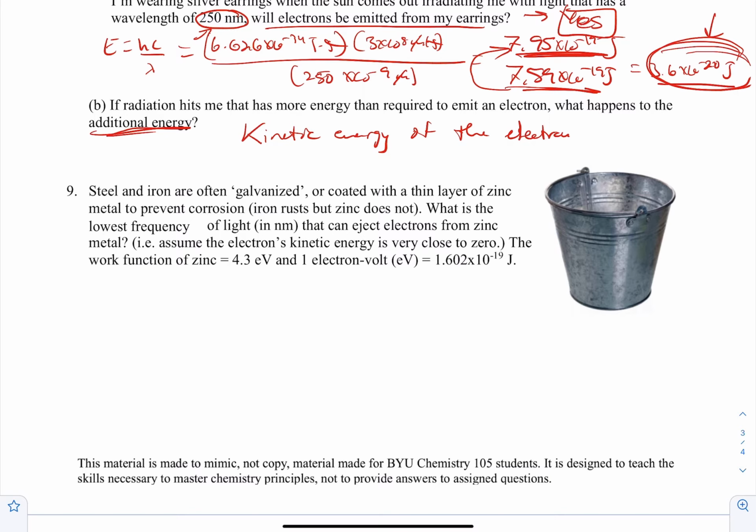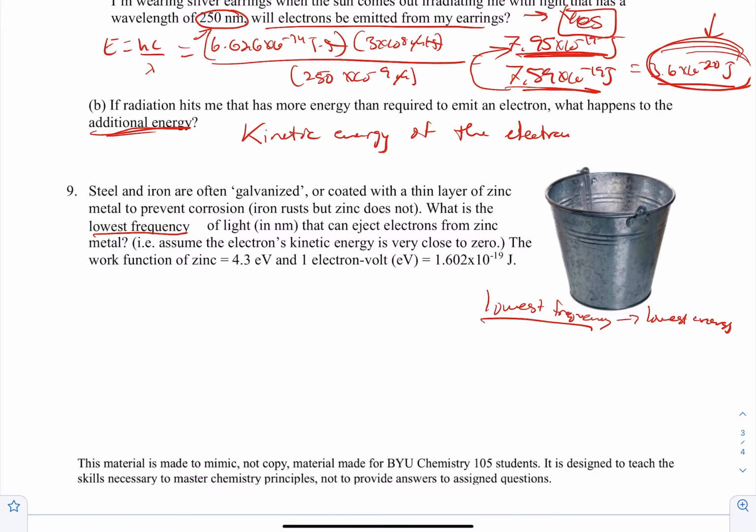Okay, so it's key to understand this phrase. What are they saying with lowest frequency? When we have the lowest frequency, that's usually the lowest energy as well, right? So what they're asking for is the minimum energy of light that ejects electrons from zinc metal, but in terms of frequency, okay?